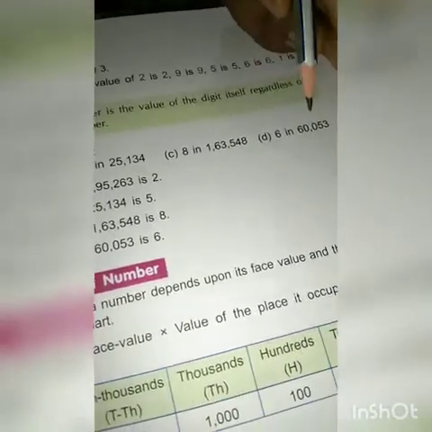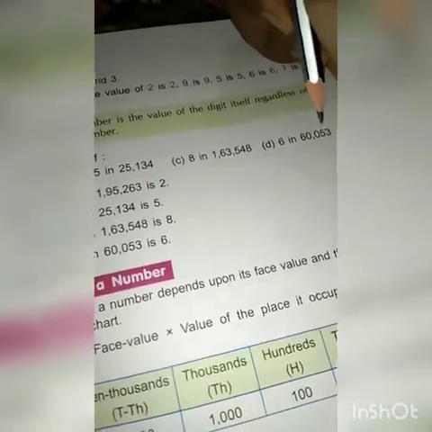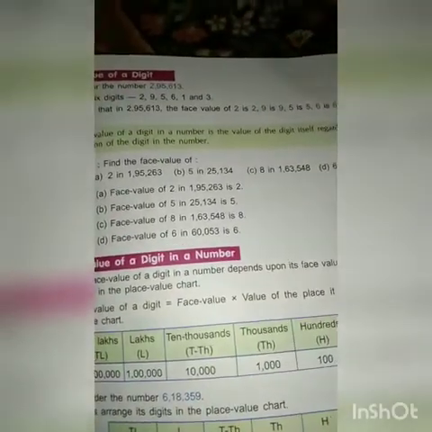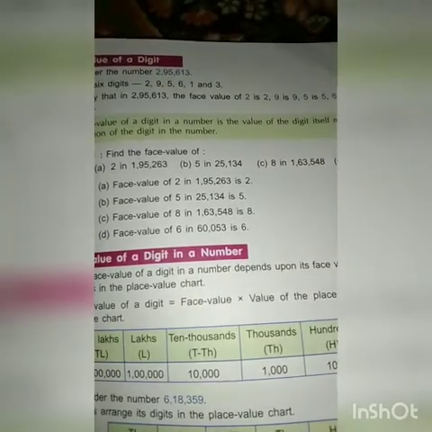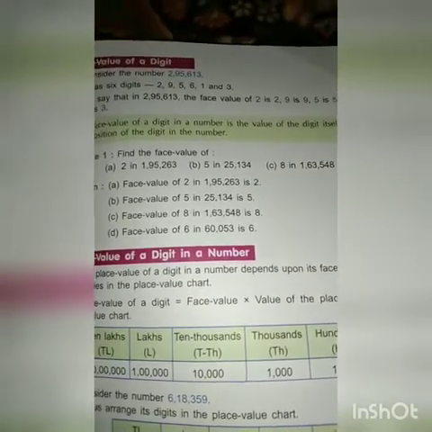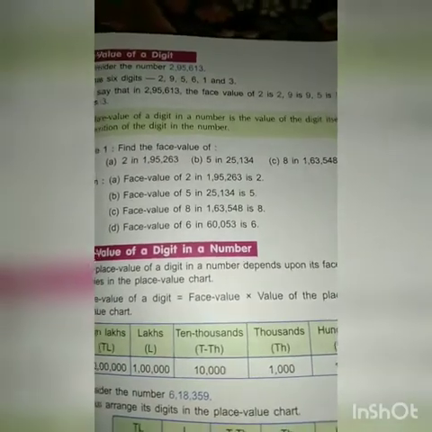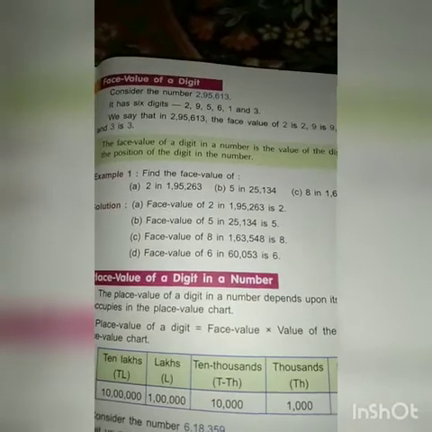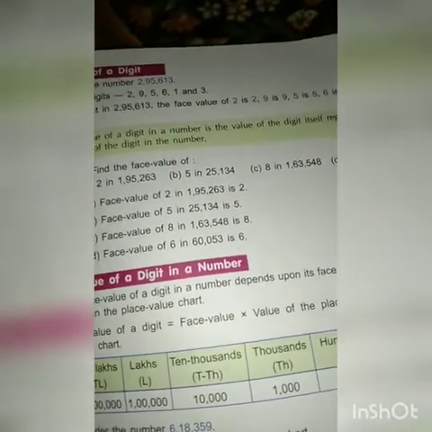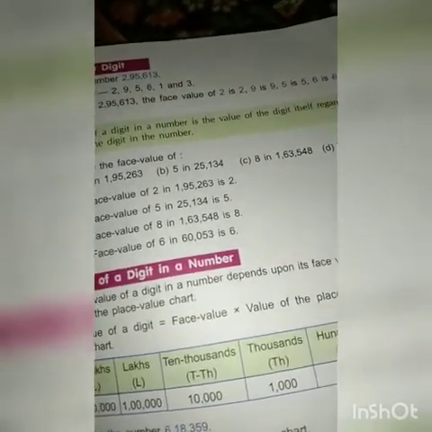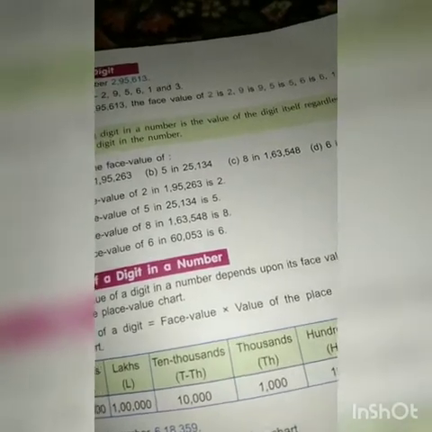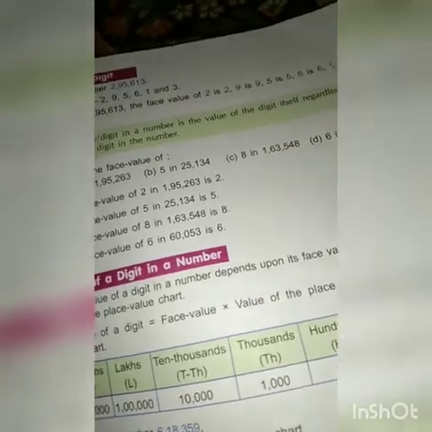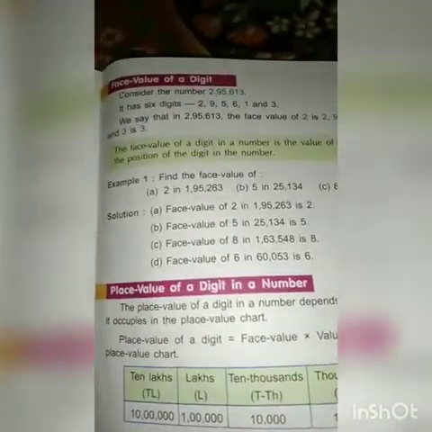Question number D, 6 in 60,053. So, the face value of 6 in 60,053 is 6. It means the face value of 6 will be 6 only. So, by this example, you have learned that the face value of a digit in any number is the value of the digit itself. Means the digit itself will be the face value of the same number. So this is called face value.